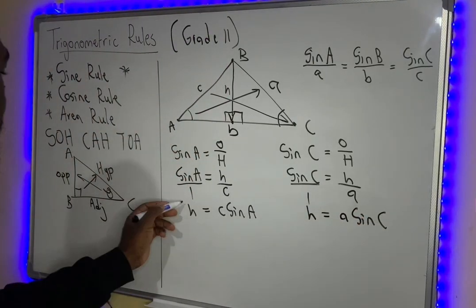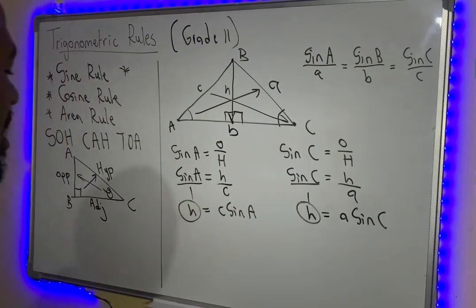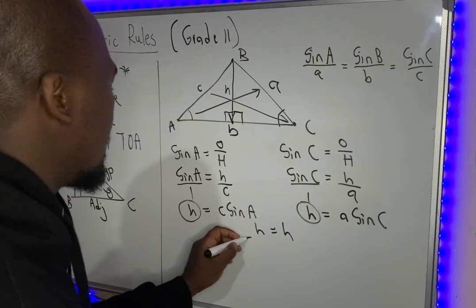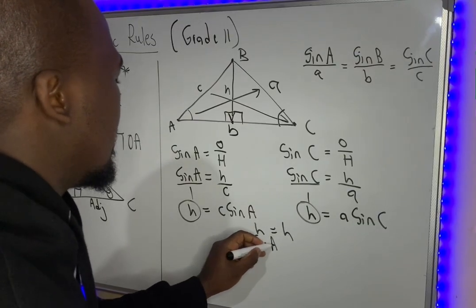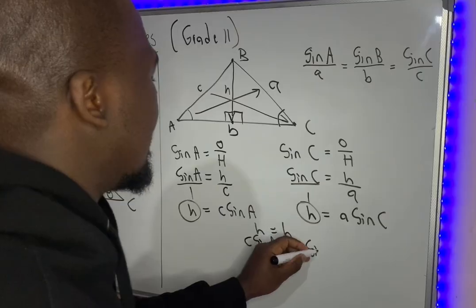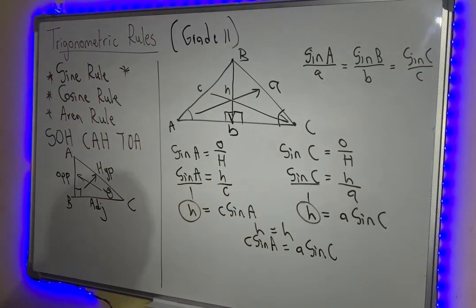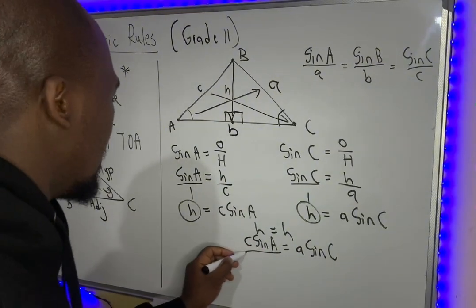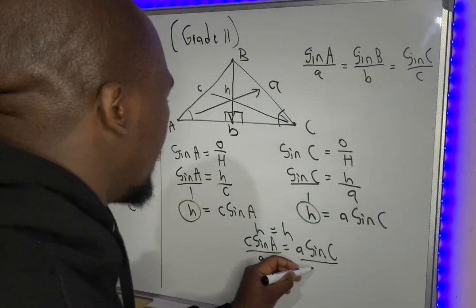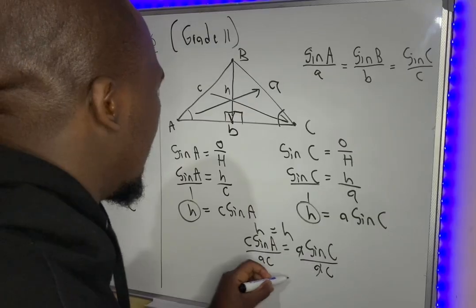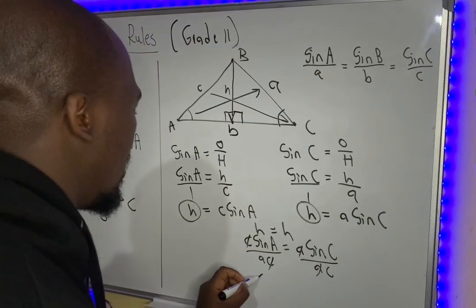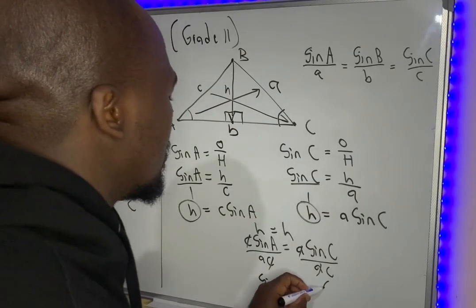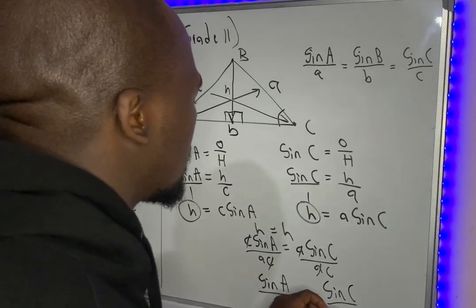Now I want you to look at the fact that we have H here, and H again here. So H is equal to H, which simply means C sine A is going to be equal to A sine C, right? So now we are trying to form something that looks like these two ratios. We can simply divide by AC here and also divide by AC here, so that A and A cancel, C and C cancel. Then we're left with sine A over small letter a, which is equal to sine C over small letter c.